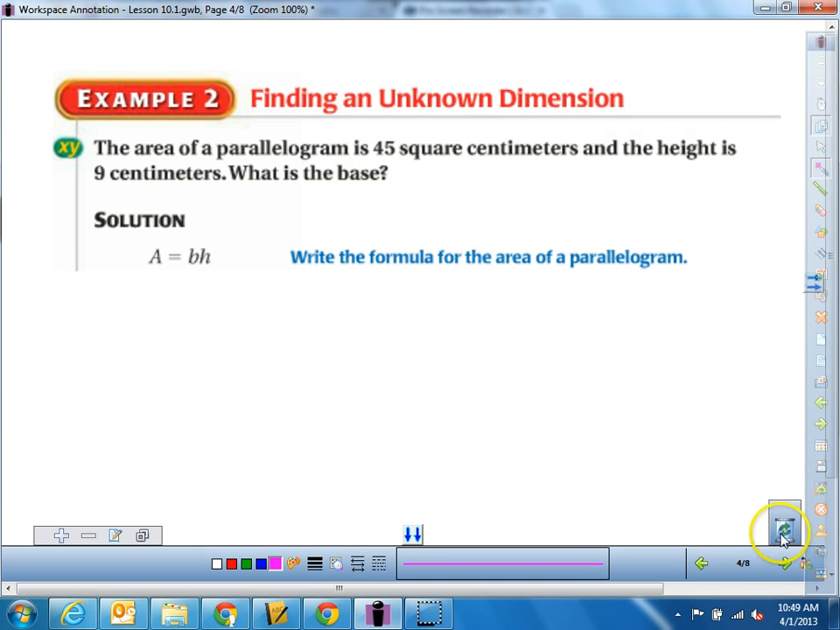Let's keep going. The area of the parallelogram is 45 square centimeters. So here we're kind of going backwards. We know that this is our formula, but we also know now that the area is 45 centimeters squared. So base times height is going to equal 45 centimeters squared. And we also know that the height is 9 centimeters. So basically we're looking at 45 is equal to whatever the base is times 9. Well, we can figure that out. What times 9 equals 45? That should be a pretty easy one for you to realize that the base has to be 5 centimeters.